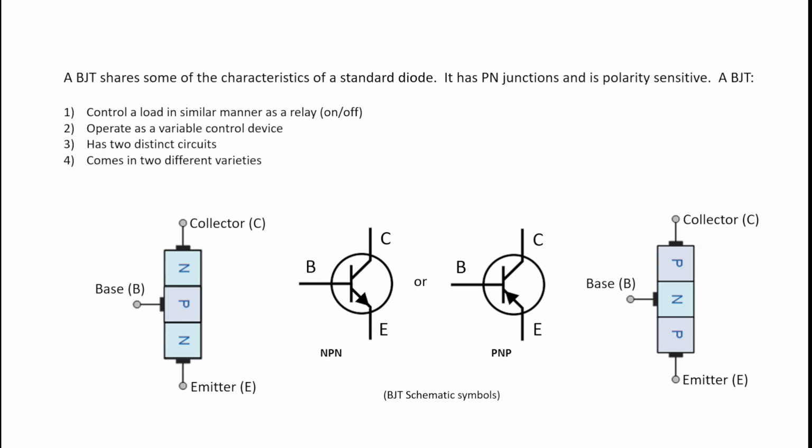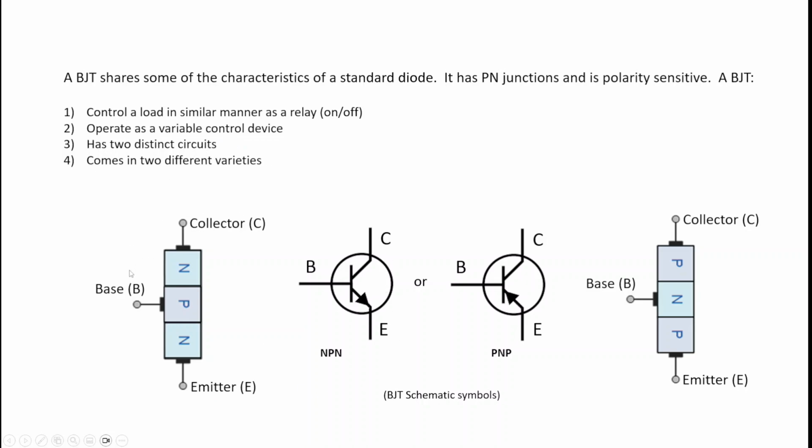A BJT shares some of the characteristics of a standard diode. It has PN junctions and is polarity sensitive. A BJT can control a load in a similar manner as a relay, as in on and off. It can operate as a variable control device. It has two distinct circuits, and it comes in two different varieties.